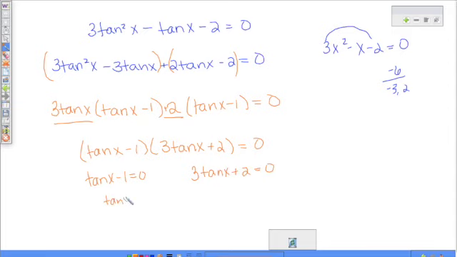So this one's an easy one. tan x is equal to 1. That's a 45, 45, 90. So that takes place at 45 and 225. Okay, so if tangent's positive, you're in quadrants 1 or 3 with a reference angle of 45. This one I need my calculator for. So tan x is equal to negative 2/3. So let's bring the calculator up.